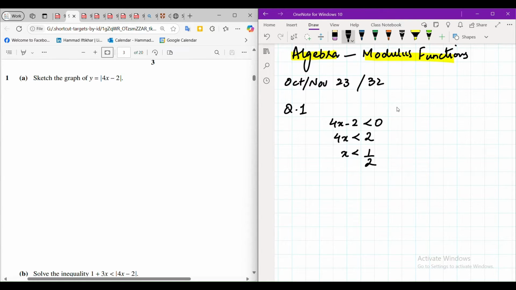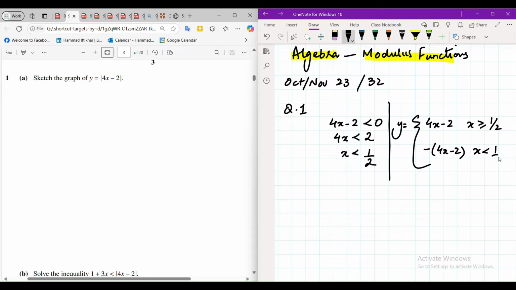So how can we rewrite the function? We can say this f of x, or y, can be rewritten as a piecewise function: 4x minus 2 when x is greater than or equal to 1 over 2, and then it's the negative of 4x minus 2 when x is less than 1 over 2.